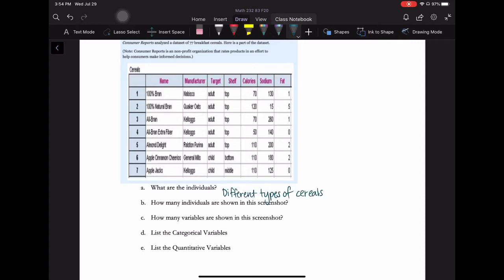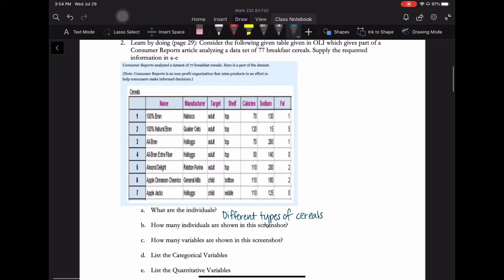I'm asked how many variables are shown in the screenshot. Well, if you notice up here in the first question, they said that there's 77 breakfast cereals here, but in this data set here, there's only 7 that we can see. And then we're asked how many variables are in the screenshot. Well, we have a manufacturer, we have a target, we have a shelf, calories, sodium, and fat. So I'm looking at caloric value for cereal, sodium value, and fat values.